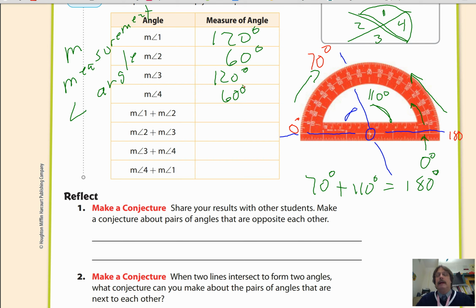So now, in part of our definitions that are coming up on the next page, one of the things we're going to talk about is a vertical angle. So then down here, what we do is we take the measurement of angle 1 plus the measurement of angle 2, so that's 120 degrees plus 60 degrees, and that equals 180 degrees. And then you go ahead and you do the same for the rest of these.